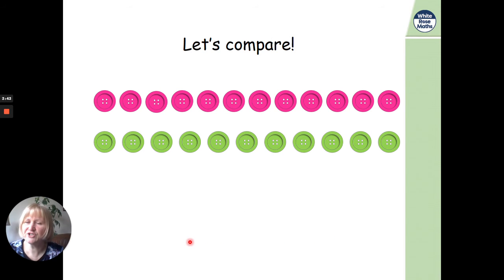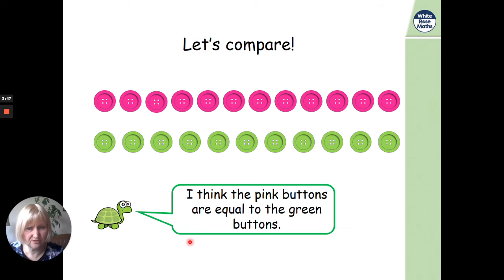Let's compare. So we've got a row of pink buttons and a row of green buttons. And Tiny says, I think the pink buttons are equal to the green buttons. He thinks it's the same. He thinks it's equal. What do you think? Pause the video now and talk to your grown-up about those 2 rows of buttons.